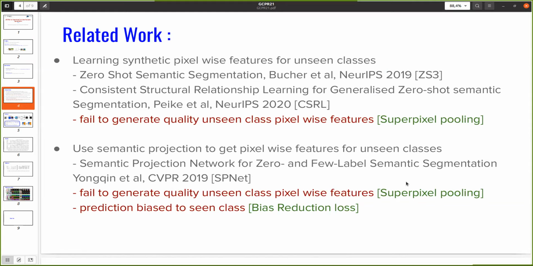Another paper is one in which semantic projection is used to get pixel-wise features for unseen classes. This paper was published in CVPR 19. This paper also failed to generate quality unseen class pixel-wise features, and we solved this with the help of the superpixel pooling method. Also, this paper has prediction bias to seen classes, which we again solve with the help of bias reduction loss. We will see these failures in our qualitative results section.